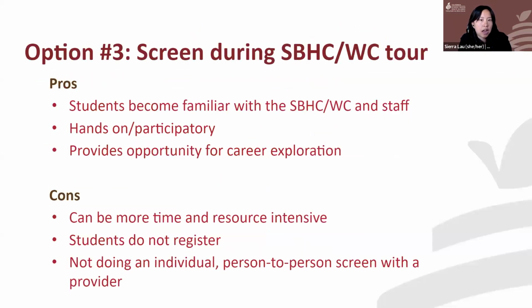And so the pros: the students become familiar with the school-based health or wellness center and staff, which definitely can lead to future visits. When they have been to the health center, they know the folks that are there, or maybe not know, but just will recognize their faces and kind of have the look and feel of it. They'll feel more comfortable in accessing. It can be hands-on participatory, as we already discussed, and it can provide opportunity for career exploration.